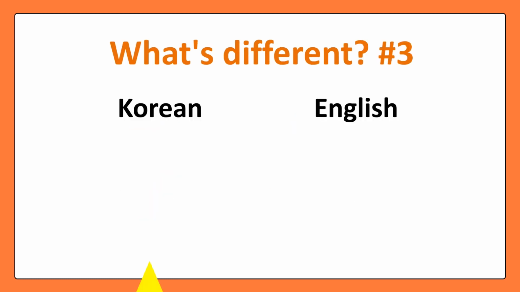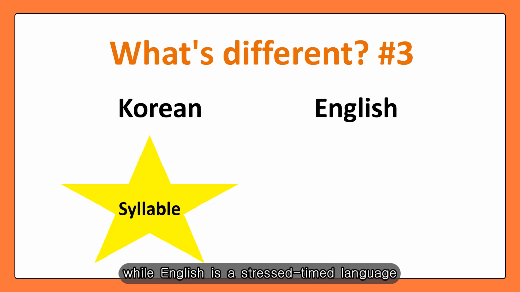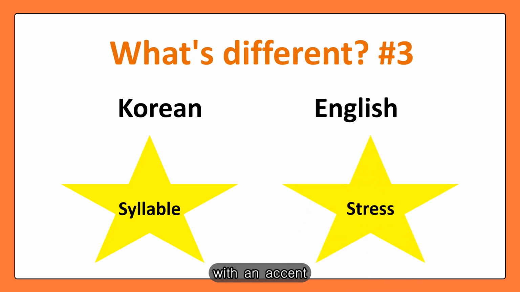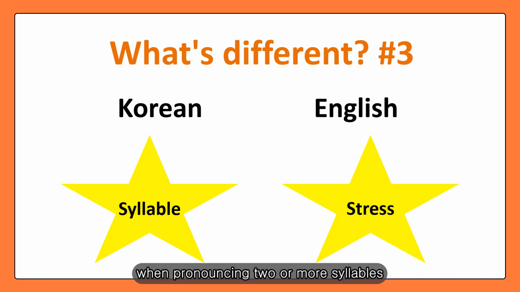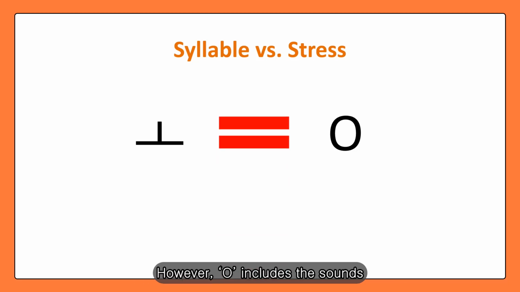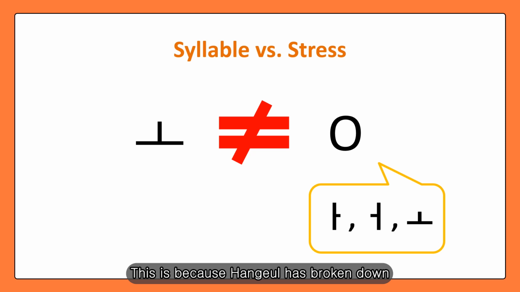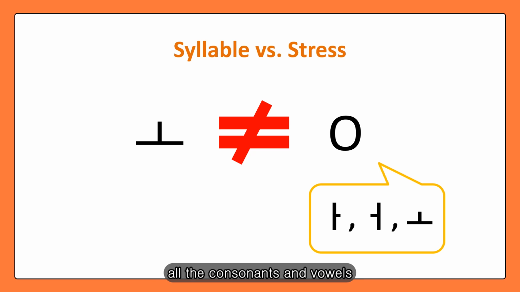Third, Korean is a syllable-timed language, pronouncing each syllable, while English is a stress-timed language with an accent when pronouncing two or more syllables. Koreans think of the alphabet O as O. However, O includes the sounds A, O, and O. This is because Hangul has broken down all the consonants and vowels that humans can make the sound of.